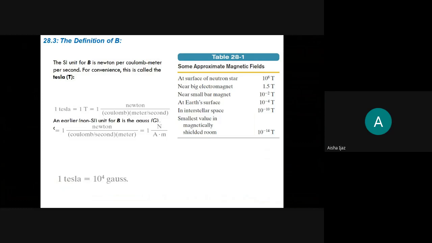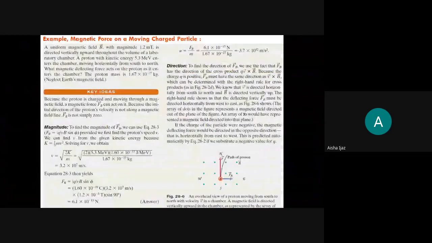So how can students apply this concept to a problem? This is example one of your book from chapter 28. Now, a uniform B field. Uniform means the magnitude is constant and the direction is constant. That value is 1.2 millitesla directed vertically up. So I will write B equal to 1.2 millitesla in the positive j direction. A proton with a kinetic energy of 5.3 mega electron volt enters the chamber, moving horizontally from south to north.